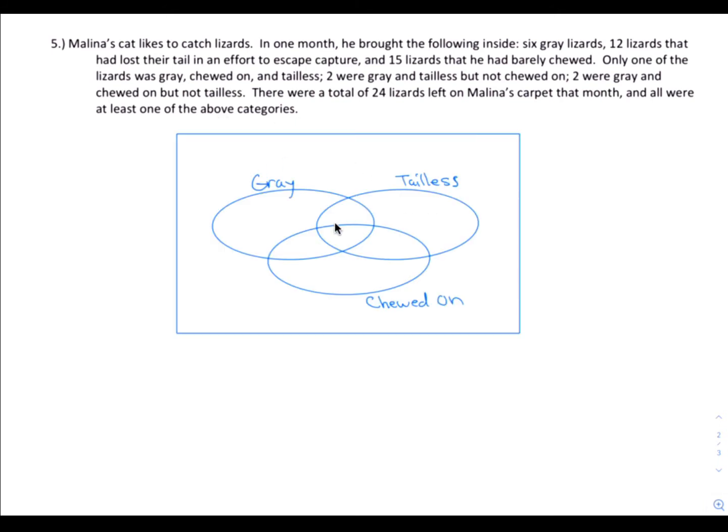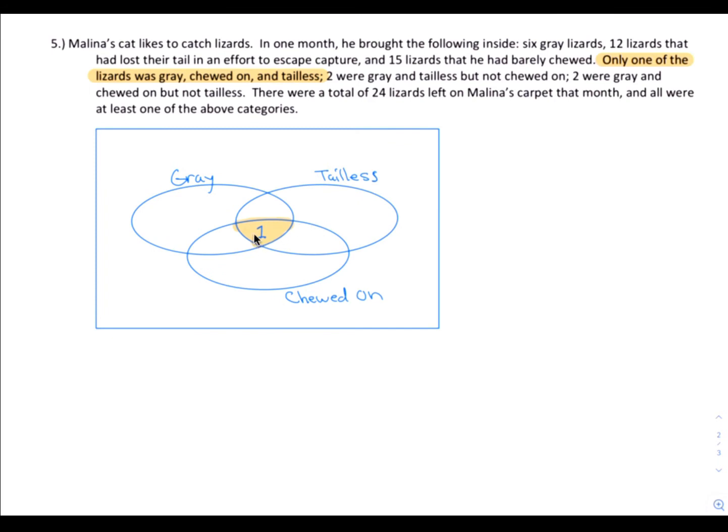Now, this Venn diagram is going to have 3 categories. We have one category that's gray. Those are the gray lizards. We have tailless lizards, and we have lizards that are chewed on. Now, we can find the number that goes inside the space where all 3 circles overlap, and that's from this sentence here that says, only one of the lizards was gray, chewed on, and tailless. So the number 1 is going to go here in the intersection of all 3 circles.